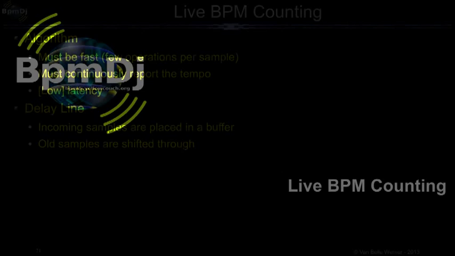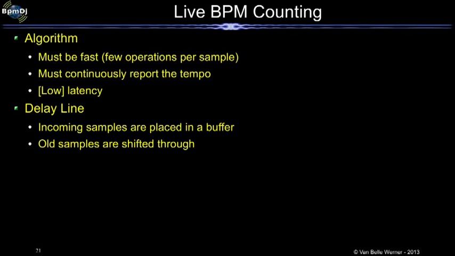The tempo detector we want to create has to be fast. We don't want too many operations per sample. It must continuously report the tempo and become better at producing the actual tempo. And it must have a low latency. We don't want the user to wait 30 seconds before the first reliable estimate is produced.